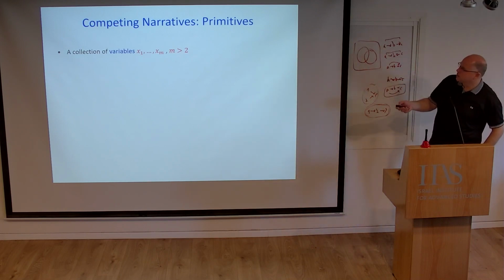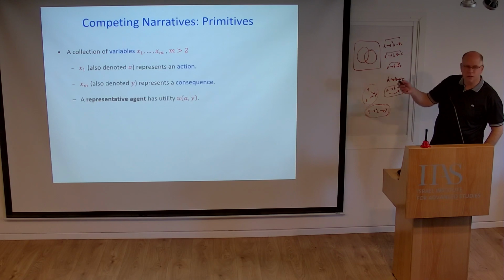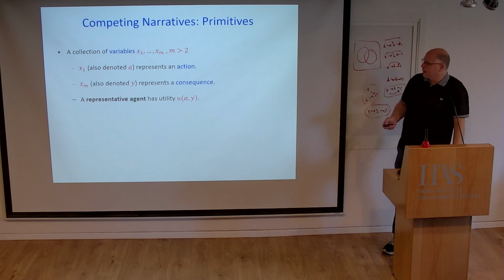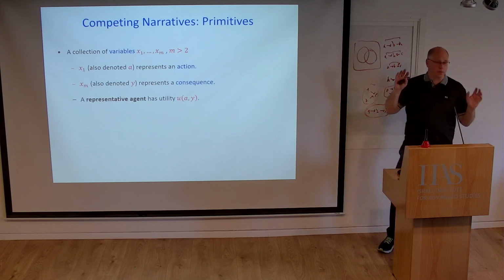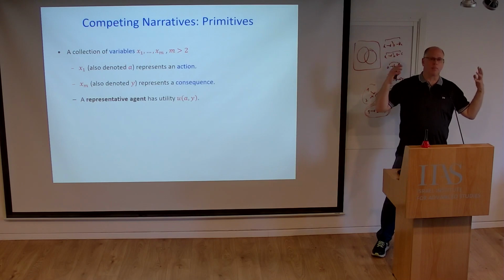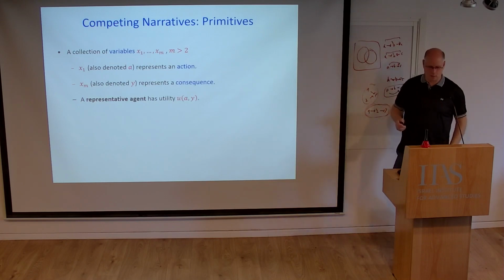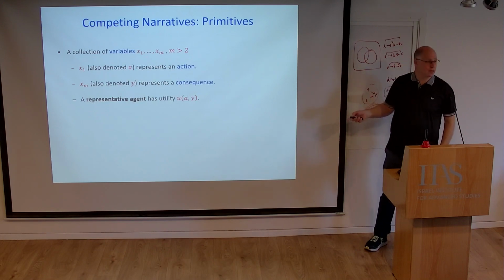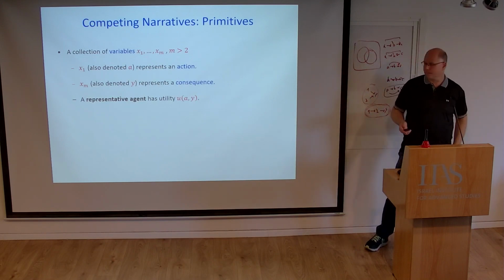So imagine that there is some collection of variables, 1 through m, where m is going to be greater than 2. x1 is representing an action or policy, and xm is representing a consequence. So I'm sometimes going to call x1 a, and sometimes I'm going to call xm y. It's going to be a representative agent environment. It's going to be one agent representing somehow the public or the voters. That's going to be our representative agent. And his payoff is just a function of a and y. The other variables are payoff irrelevant.